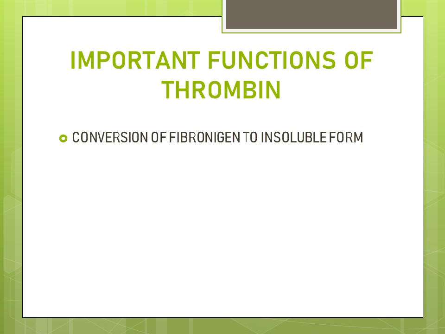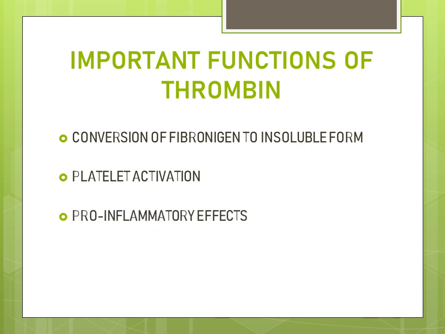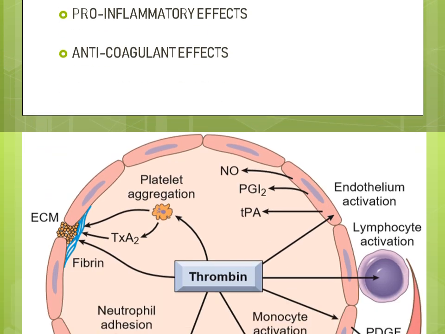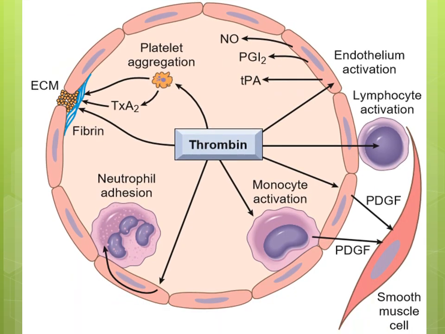The second important function of thrombin is the activation of the platelets through protease activated receptor. It was also told in the previous lecture on platelets. It has a few other functions, like pro-inflammatory effects, and it also has an anticoagulant effect to some extent. So this is a picture that denotes a few functions of thrombin. As previously I told you, the four important functions, the top of the list being the activation of fibrinogen to insoluble fibrin form.